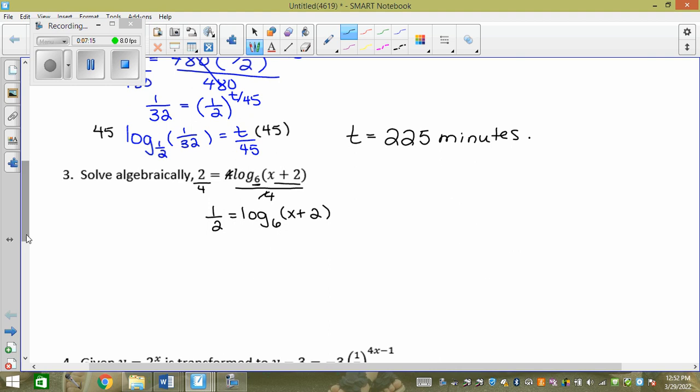So the base of my log becomes the base of my exponent. Base of my exponent means I need an exponent. What's my exponent going to be? 1/2, because what's with it can't stay with it, right, when they convert? So it's going to be 6 to the 1/2 equals x plus 2, and then I'm going to subtract 2, which gives the square root of 6 minus 2. So it's 0.449.